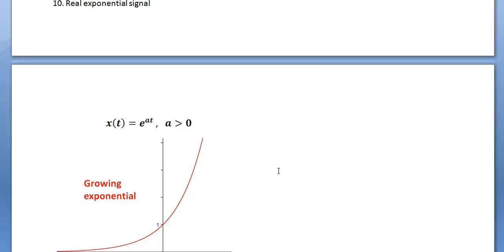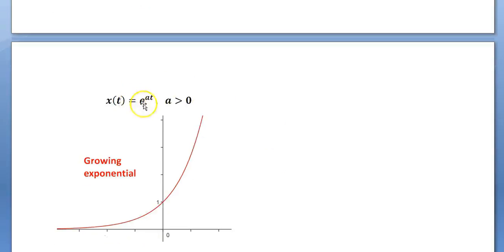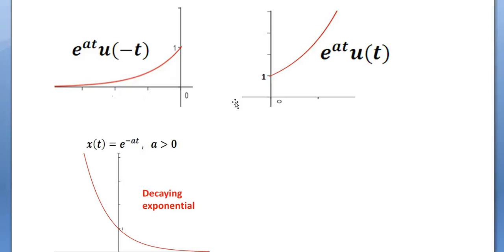Next one is real exponential signal. e power at, when a is positive, it is a growing exponential. If you take e power at, on the right side, that is positive time, it is multiplied with u of t. In negative time, it is multiplied with u of minus t. If you observe with respect to time, the value is growing. Take 0 to infinity, that is u of t term. 0 to minus infinity, u of minus t term.